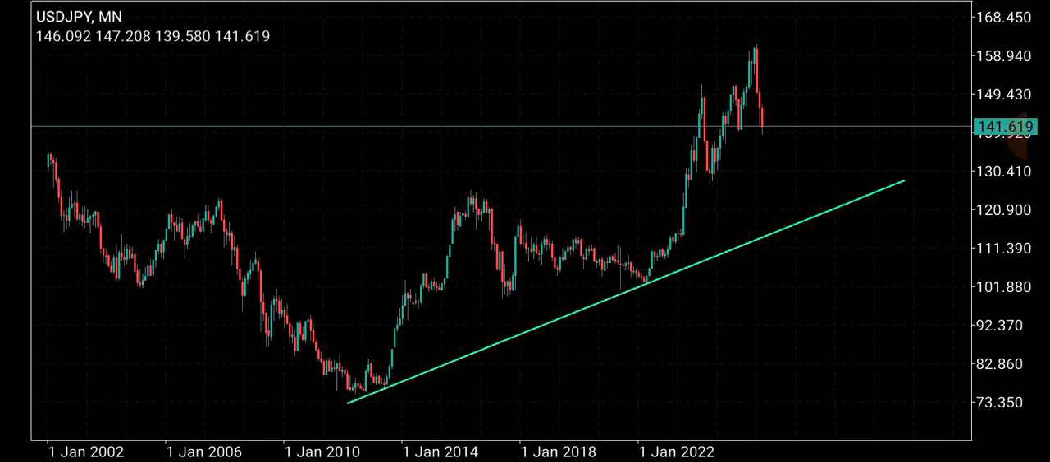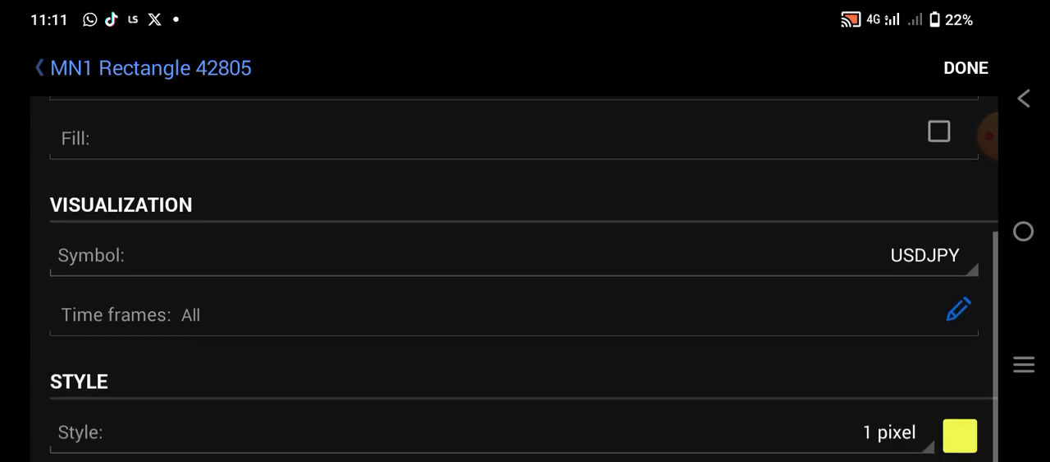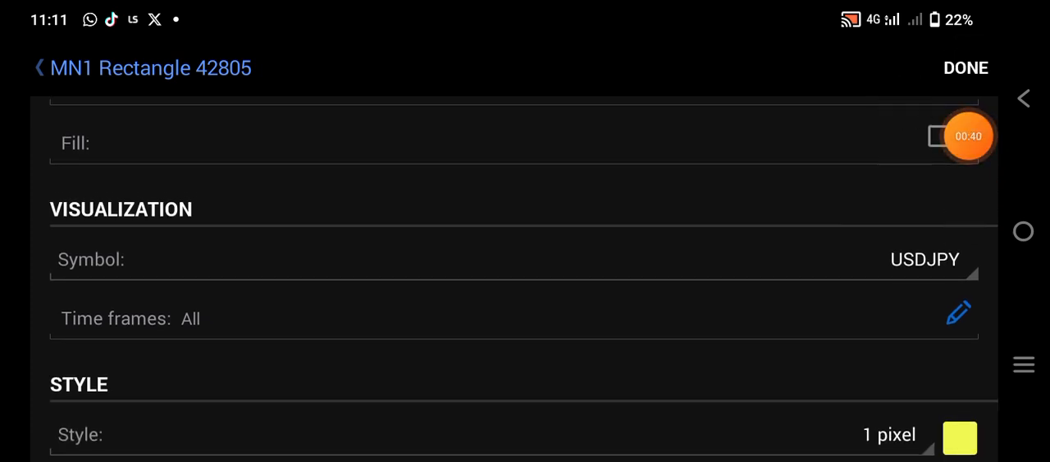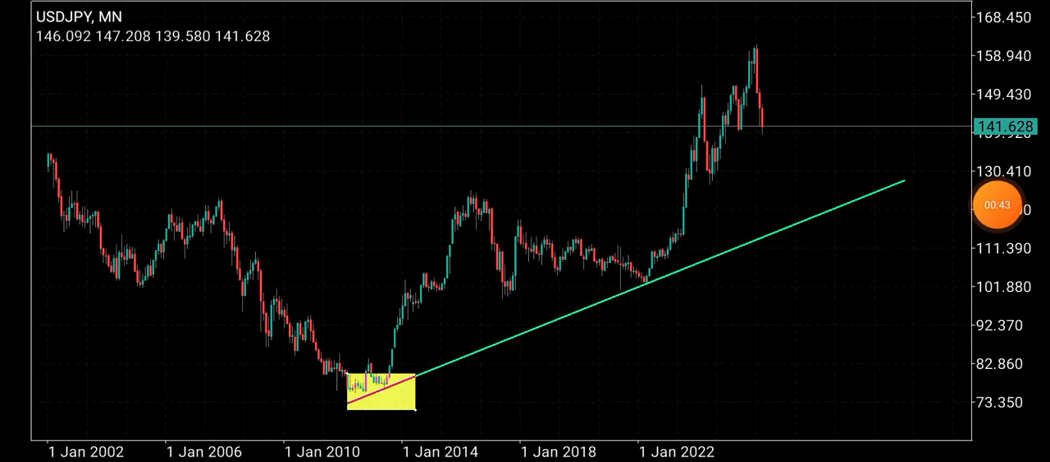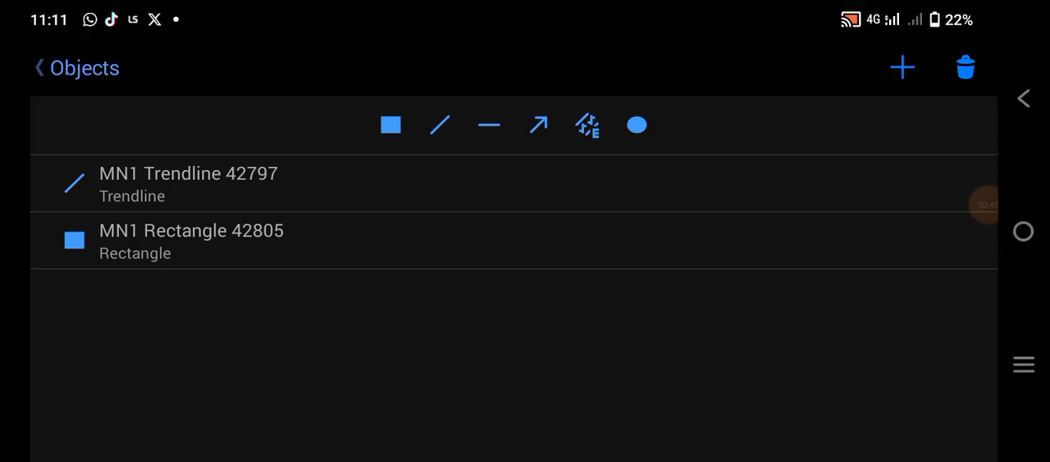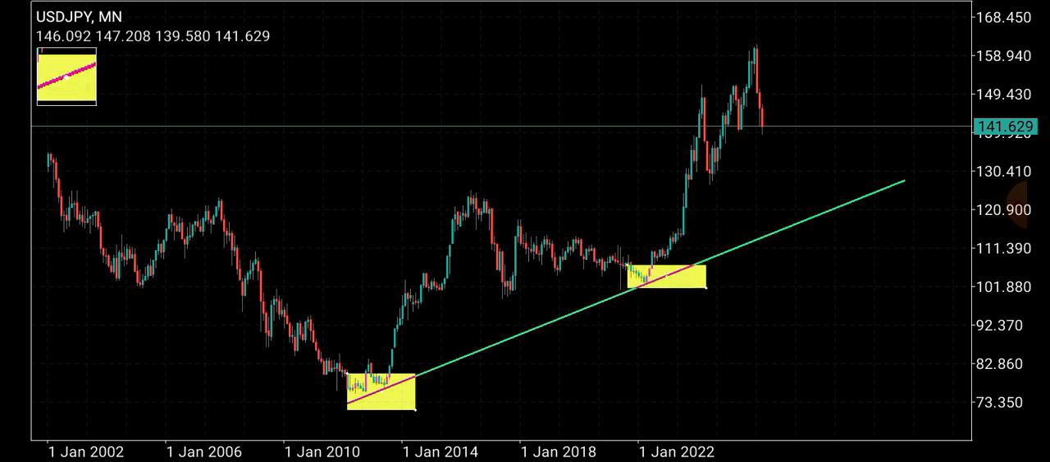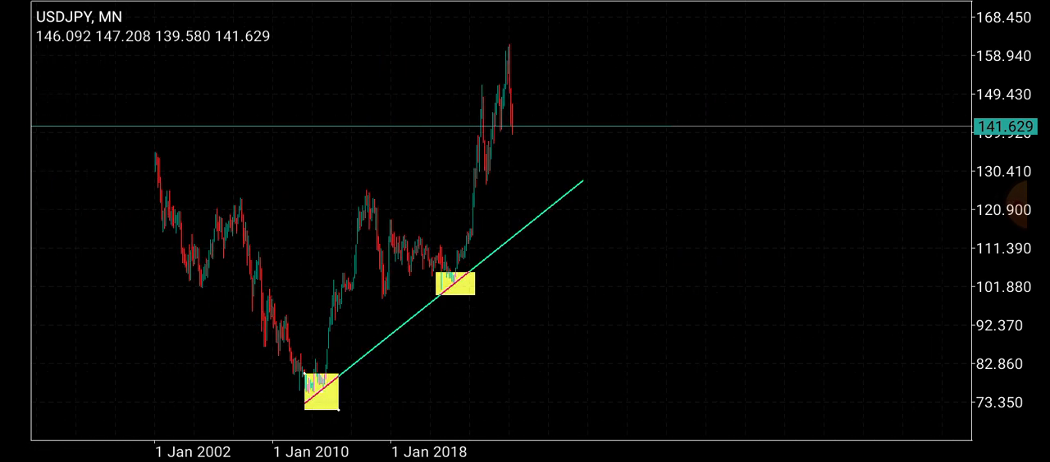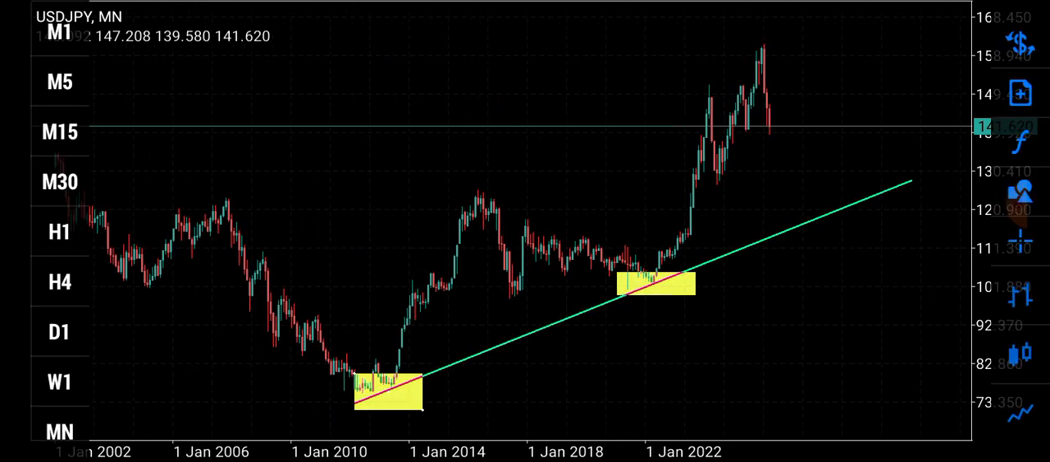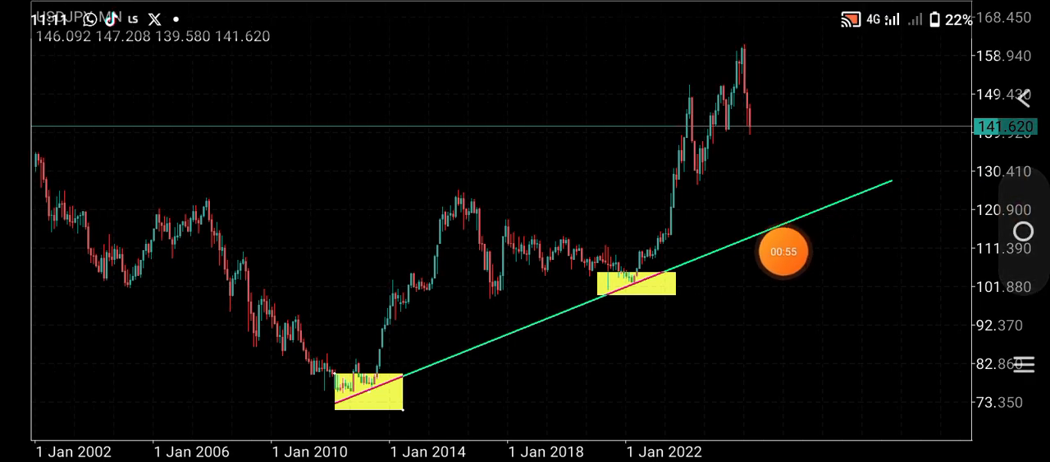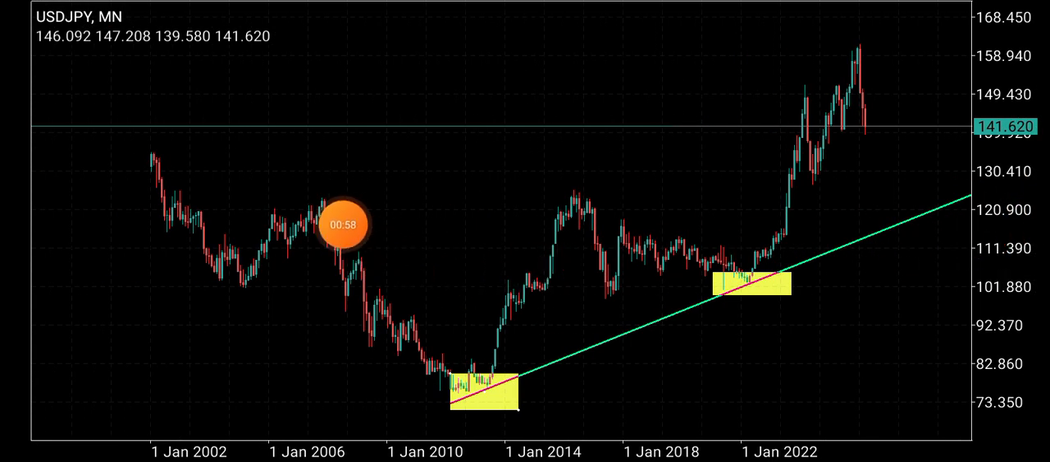This is a monthly time frame. We made a first touch here. Let me fill it up with, let's say, yellow, and then this is a second touch. So if you look at this, we were doing a lower high, a lower low, a lower high, a lower low, and then price has started going up again.